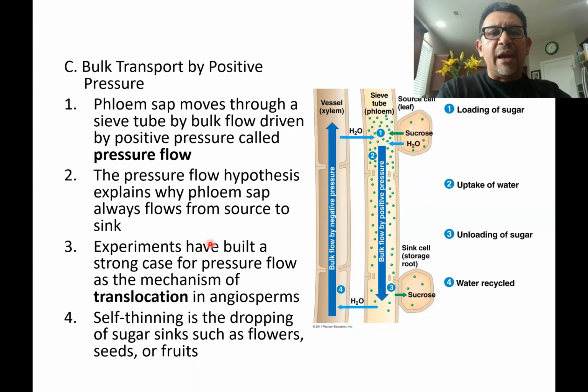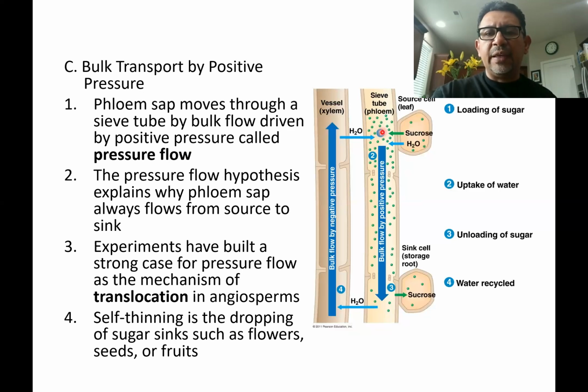Another name we have for the movement of sugars from the sources down to the sinks is known as translocation, and by now you've learned that this is all going to be driven by positive pressure. Pressure that is created as sugars are loaded by active transport into the sieve tube elements and all the water that follows over here.